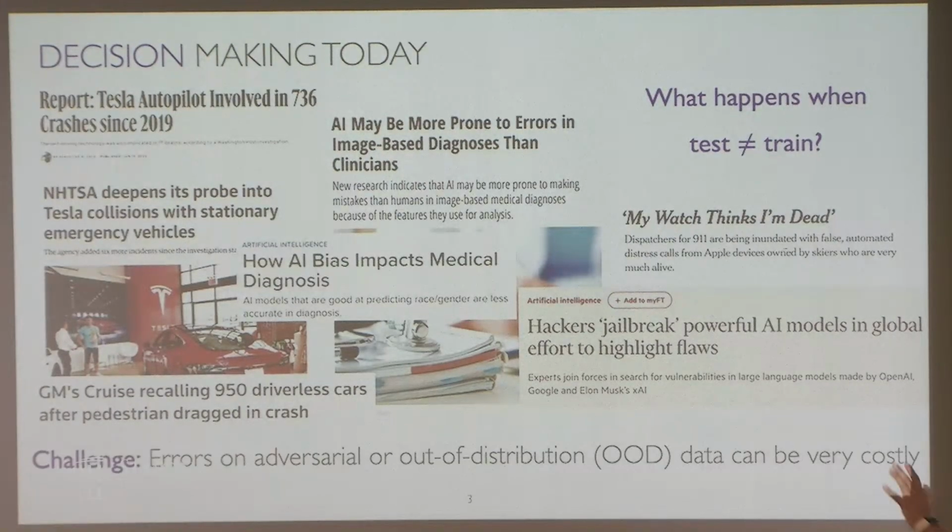So basically, the challenge here is that when you are not dealing with the same test distribution as the training distribution that you train on, and you have these adversarial or maybe even out of distribution data, the errors that you make on predictions can be very costly if you're using them to make some decisions downstream.